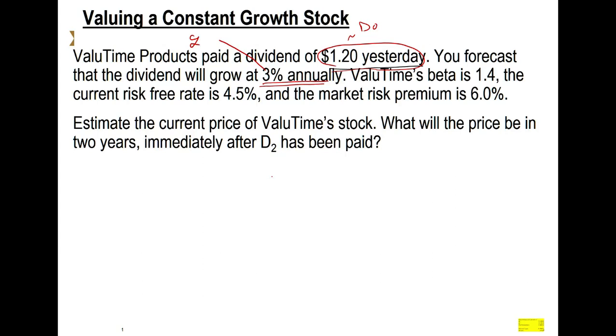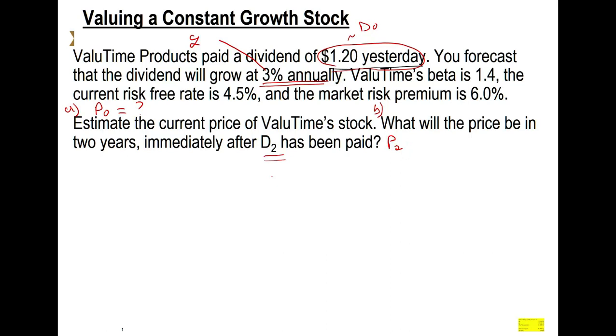So the two questions that you're being asked are, first, to estimate the current price of the stock. Basically, you're being asked to find P sub 0. And the second thing you need to find is the price of this stock 2 years from now, immediately after D2 has been paid. So if it has been paid, then D2 is not going to be part of the conversation. Just keep that in mind. So we're being asked to find P sub 2.